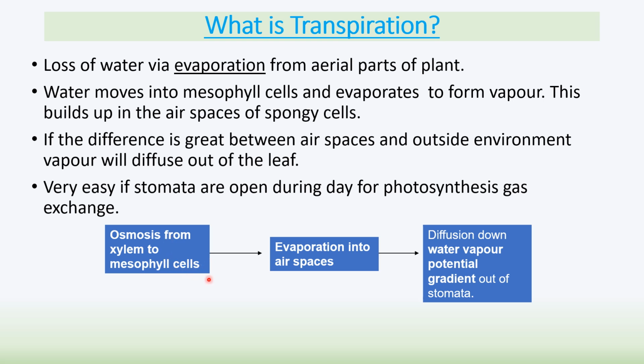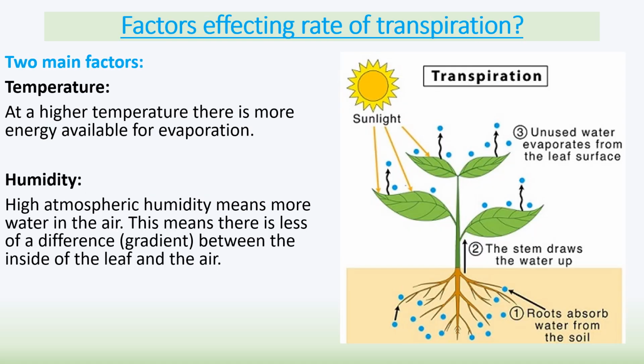The sun shines on the mesophyll cells, causing them to evaporate, and the water vapor appears in the spongy air spaces, and then diffusion occurs down a water vapor potential gradient from the inside of the leaf out via the stomata.